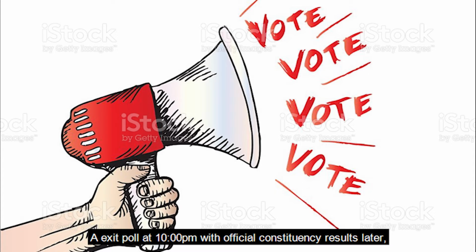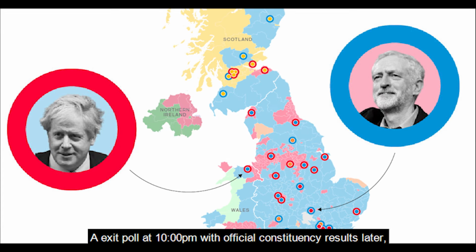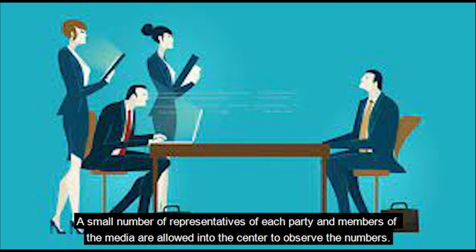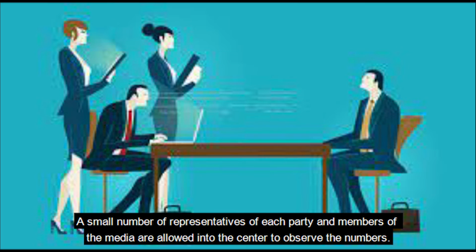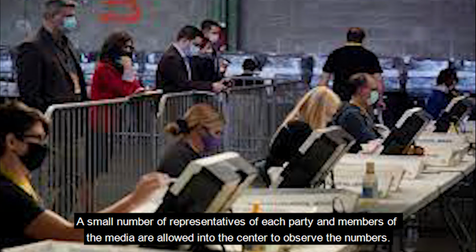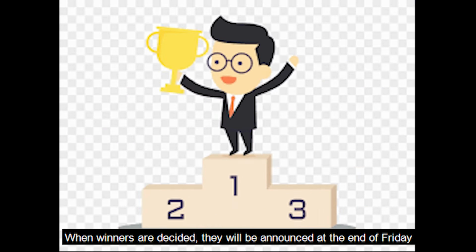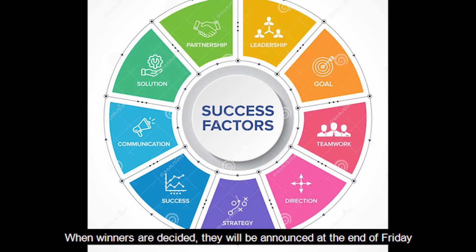The exit poll comes at 10 p.m., with official constituency results later. A small number of representatives of each party and members of the media are allowed into the center to observe the count. When winners are decided, they will be announced by the end of Friday.